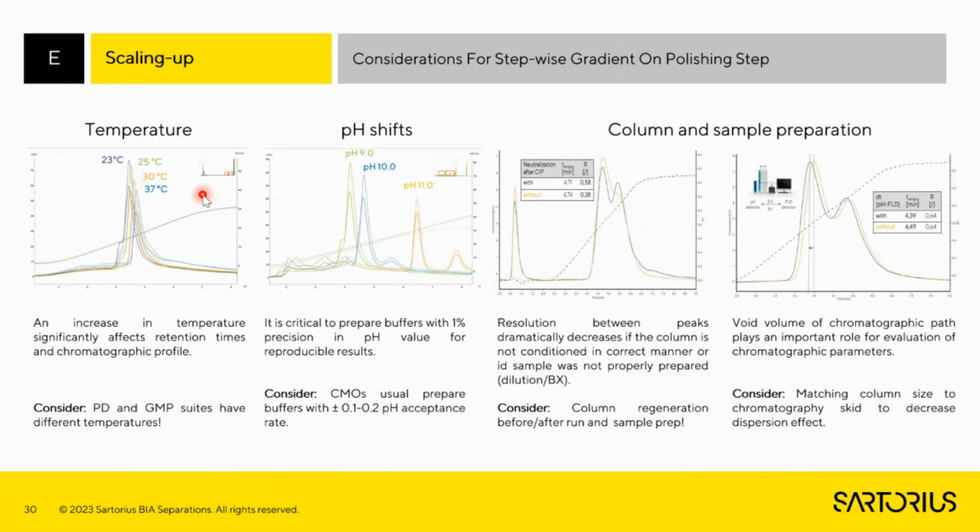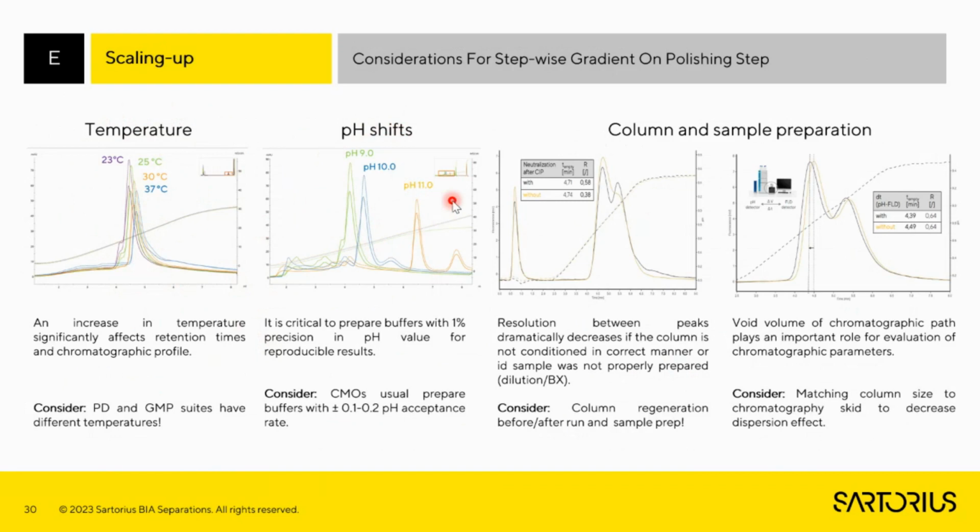I will conclude with the scaling up. So the scaling up, really, what are the considerations for this? If we want to move from linear gradient to the step gradient, definitely we want to take control over the temperature. So increasing temperature will affect the retention and also the profile of your eluate. And do consider that when you're doing process development and then GMP suites, they have different temperatures. So do account how you will run your process to mimic those run at GMP.